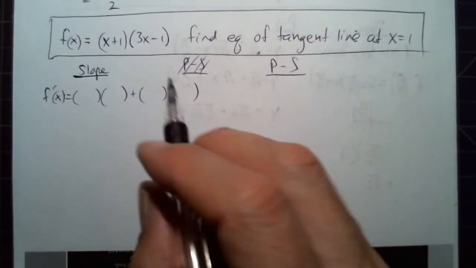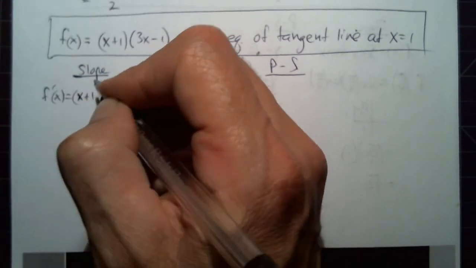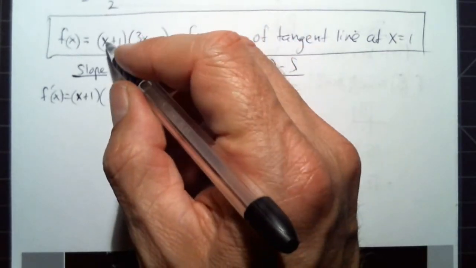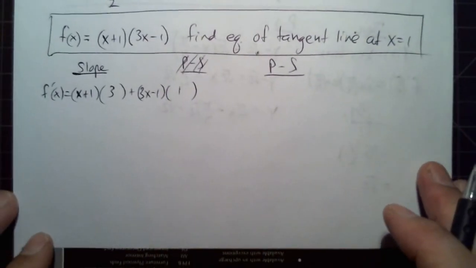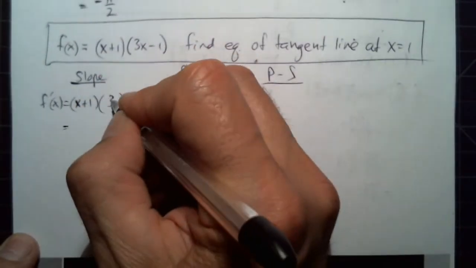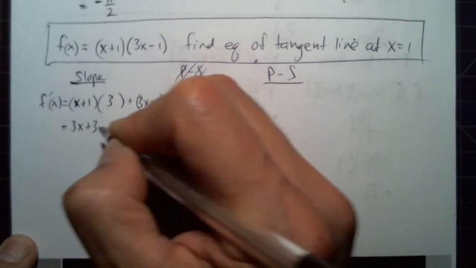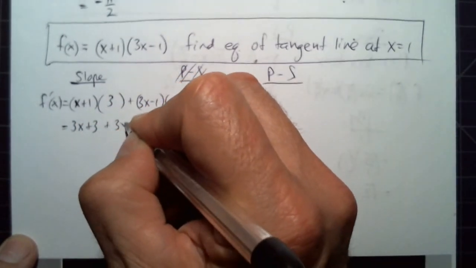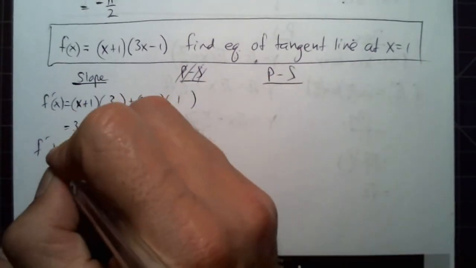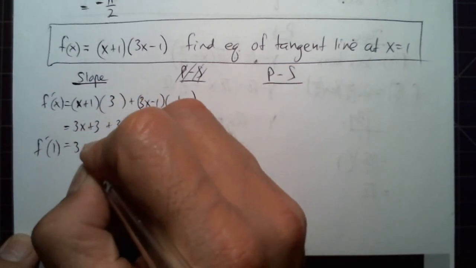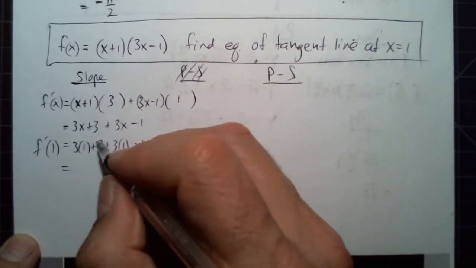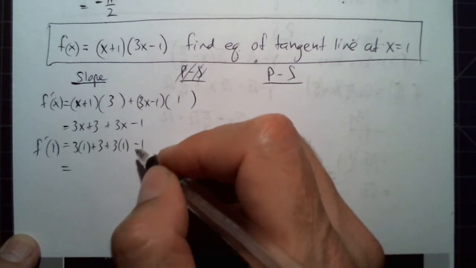So we'll do 1d2, the derivative, and then 2 d1, the derivative of that. Three x plus 3 plus 3x minus 1. We want the derivative at 1, so that's 3 times 1 plus 3, 3 times 1 minus 1, 3 plus 3 plus 3, 9 minus 1 is 8.